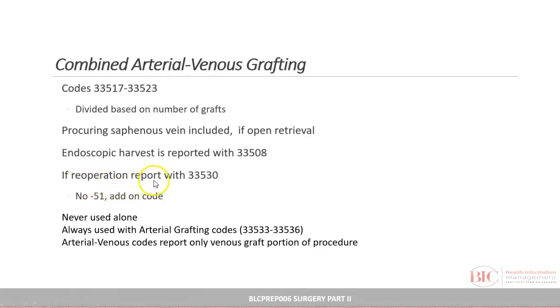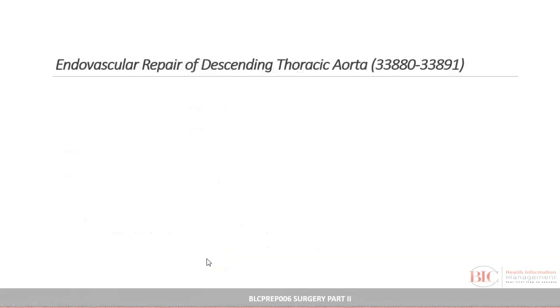If it's a reoperation, you want to report 33530 with no 51 modifier add-on. This is never used alone and is always used with arterial grafting codes. And arterial venous codes report only the venous graft portion of the procedure. And you guys can kind of see why I don't like doing cardiology, because it's so much. You have to really have your A&P down, or your anatomy of your heart and arteries and veins.